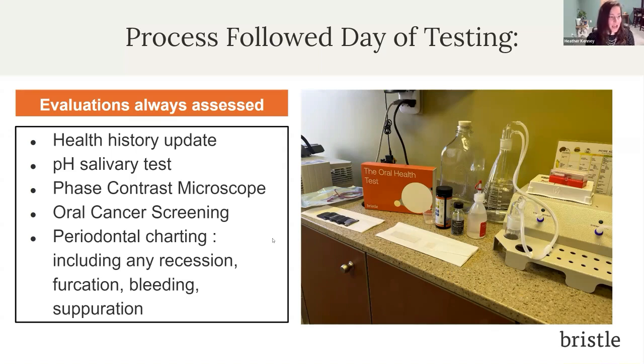I always do a phase contrast microscope, oral cancer screening, perio charting. I'm a stickler for doing all of the perio charting we need to do, including recession and bleeding. And if there's any separation or furcation, I try to make sure I have all that noted. If you're not super familiar with what an integrative office is, this is an ozone generator next to the slide information, the Bristle test, and then of course the x-rays.